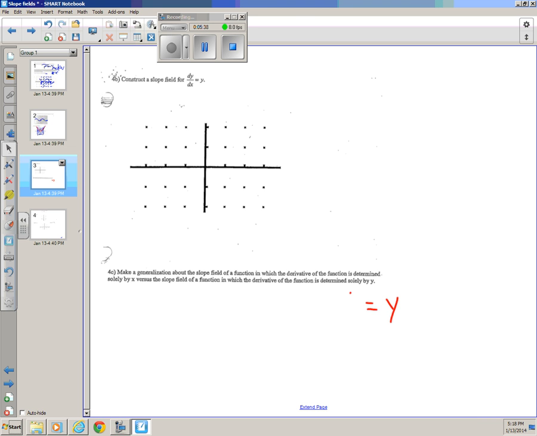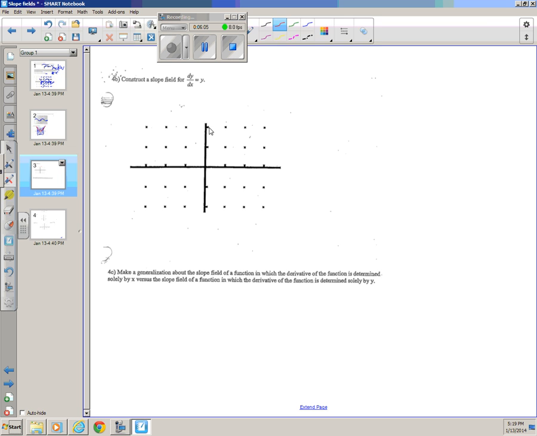We have dy dx equals y. So try to pause the video, take a minute, draw the slope fields, and then go on to C and try to make a generalization based on what you've seen in A and B. Okay, so pause it for a second. Okay, so sorry. So let's look at this.